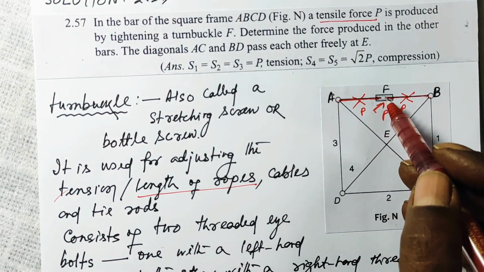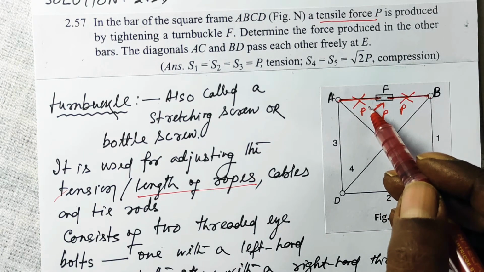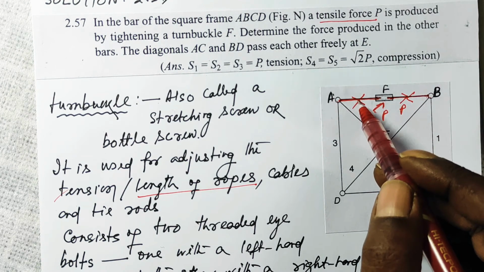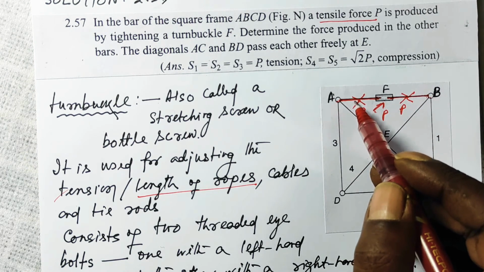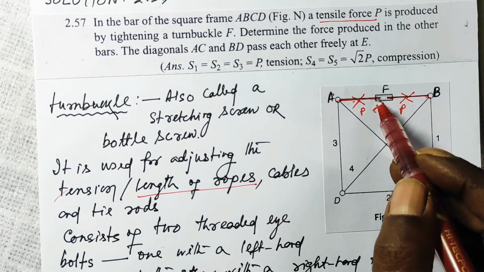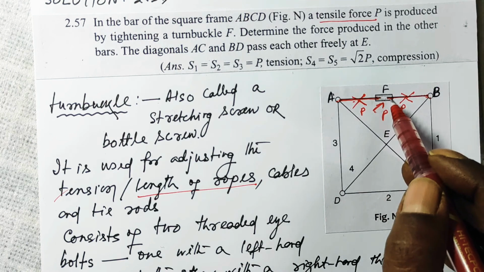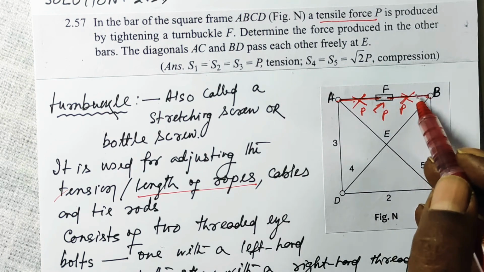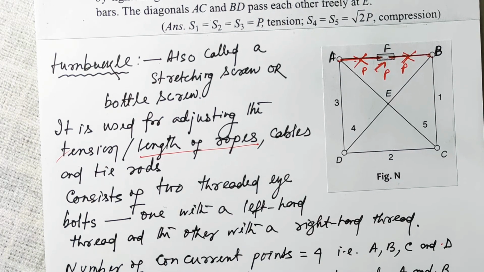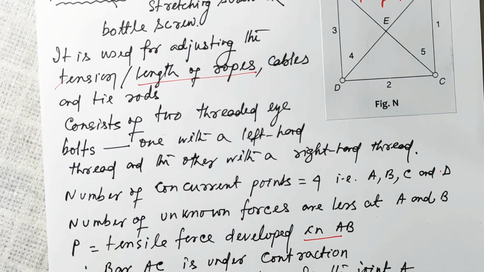So when this turnbuckle is tightened, the tensile force developed in AB is P. P on this side and P on this side. If you consider point A, P is to this side. If you consider this point, P is to this side, away from the point. Now the question is, due to such a situation, the bar AC is under contraction.